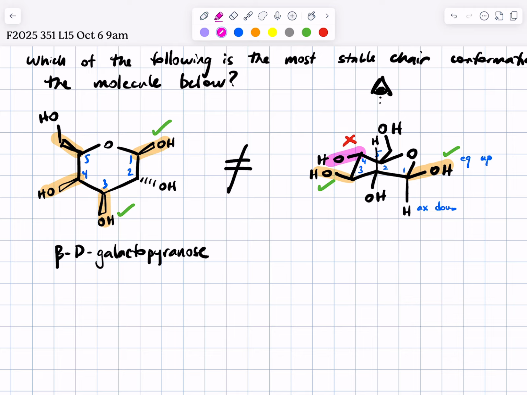I'll just highlight the rest of the groups on the molecule. The hydroxymethyl group that's on carbon 5 is also up in our drawing here. And then this OH on carbon 2 that is down is also down here. So if you go around the ring, we have correct up-down relationships all places but one. Those are not the same molecule.